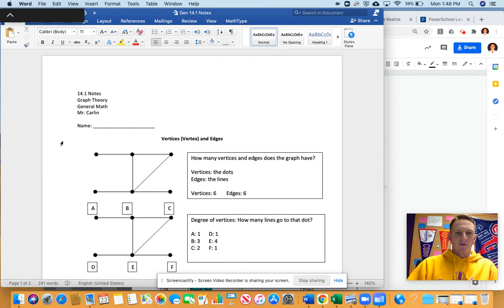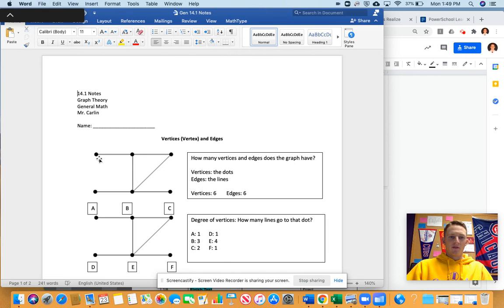We are starting chapter 14. We have diagrams, graph theory with vertices and edges. A vertice is these little dots that you see. They'd be like the corner of these graphs. And then edges are these straight lines. It doesn't matter what direction they're going. So how many vertices and edges does this graph have? Like we said, vertices are the dot, edges are the lines.